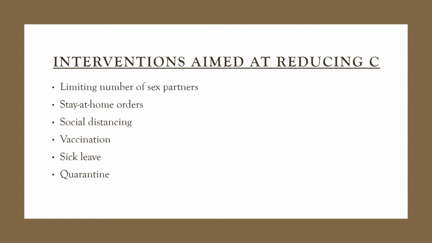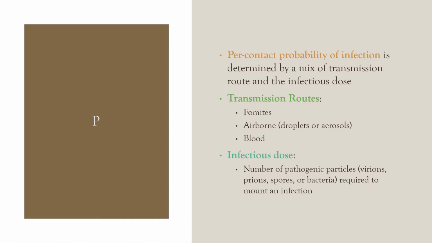So you can start to think about different methods that you can use for reducing the spread of infectious diseases by these terms. When we talk about the per contact probability, it really is determined by a mix of both transmission route and the infectious dose. Transmission routes that we typically talk about are fomites, airborne, which can either be droplets or aerosols, or things like blood. Fomites are things that have settled on surfaces that you regularly touch, that you may then get on your hands and then you touch your face, or get it into your mouth if you're not washing your hands before eating.